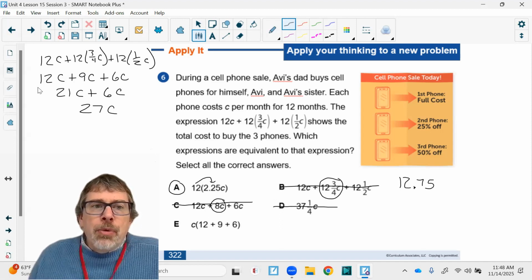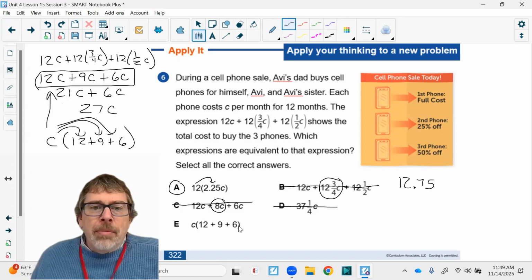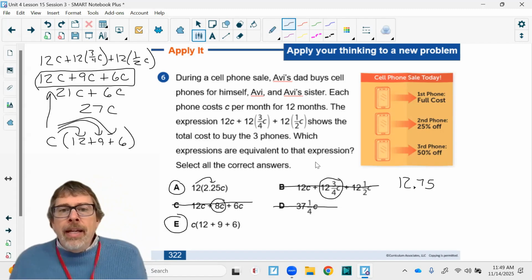And then E is equivalent, because if I look back up here and I factor out a C at this point, if I took a C out of each of these terms, it'd be C parentheses 12 plus 9 plus 6. And then if I distribute, I get that. So 12 plus 9 plus 6 in parentheses with C outside is also equivalent. So the answer to this is A and E.